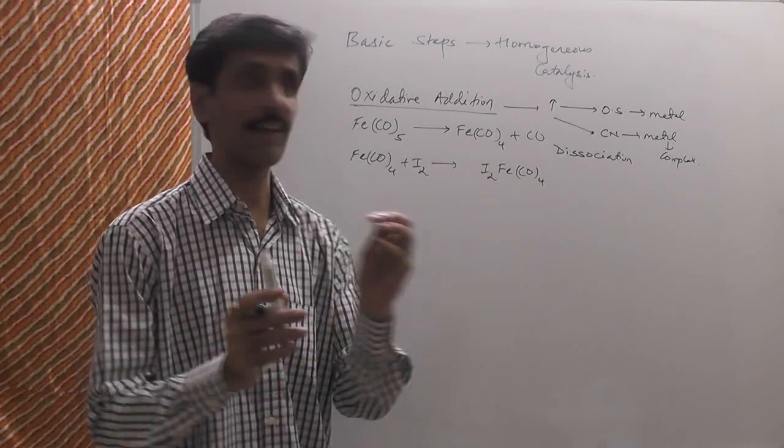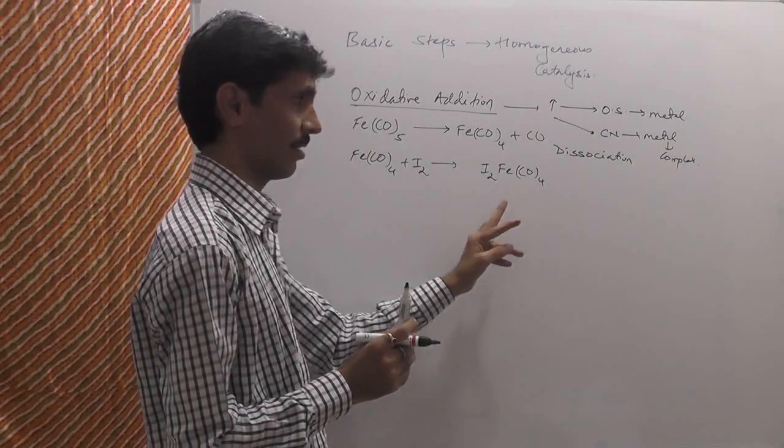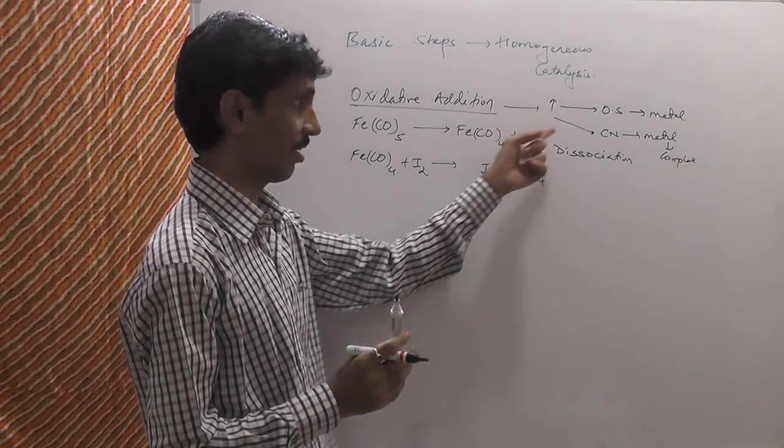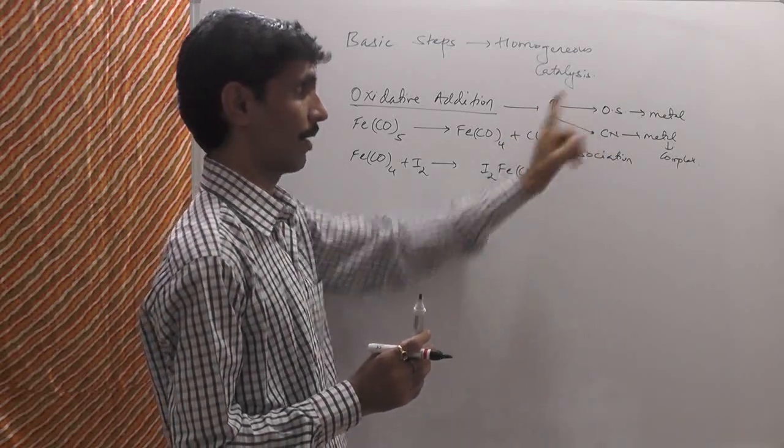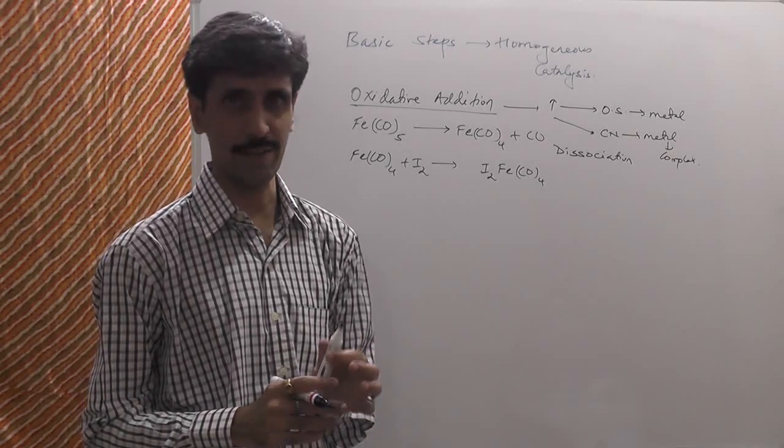So this is what I was talking about, that the oxidative addition method not only results in an increase in the oxidation state of the metal, but also results in an increase in the coordination number of the metal in the complex.